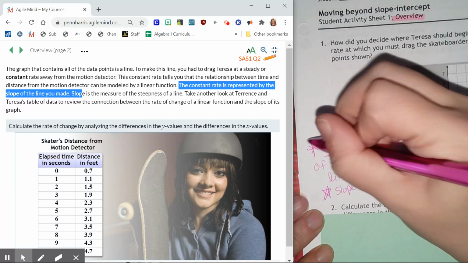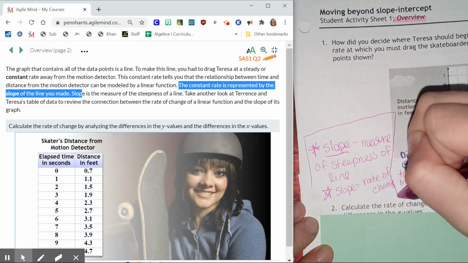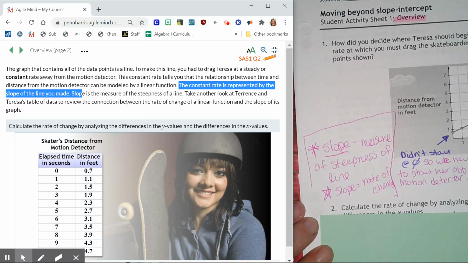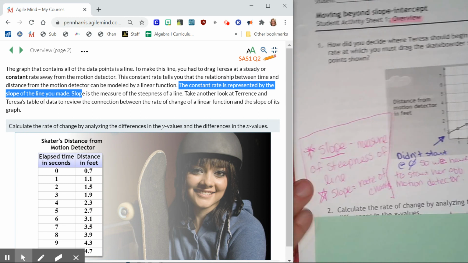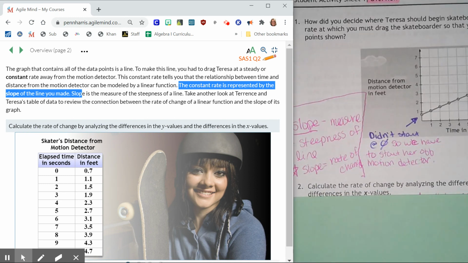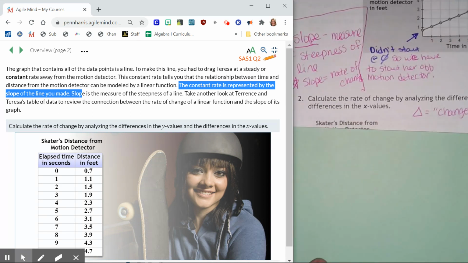Okay, here's our two new things so far. Slope is the measure of the steepness of the line, and it is the same exact thing as rate of change. So if you know how to find rate of change, guess what? You already know how to find the slope. Okay, so what we're going to do is we're going to put a little bit more formality on this. So let's do some things here.